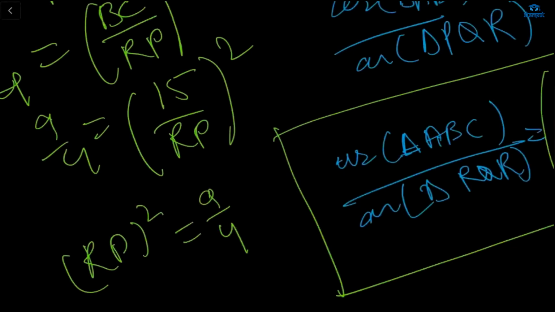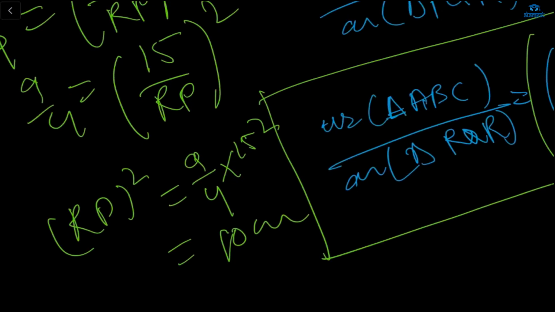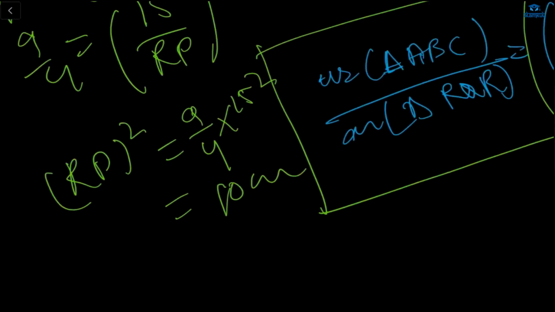Then you will multiply, and you'll get 10 centimeter. RP is 10, because you are going to take the root of it. Understood, everybody? The theorem.